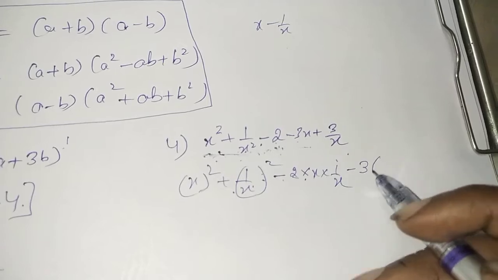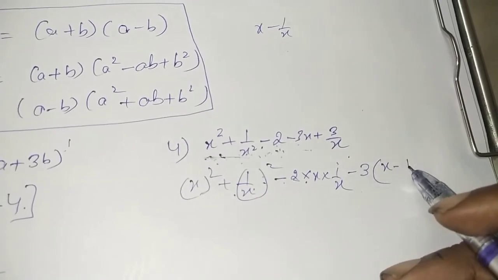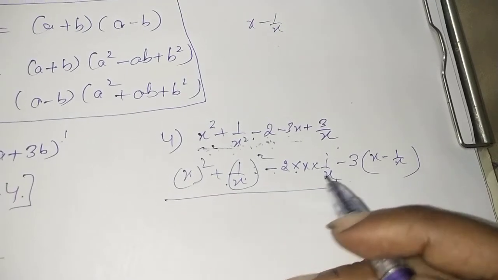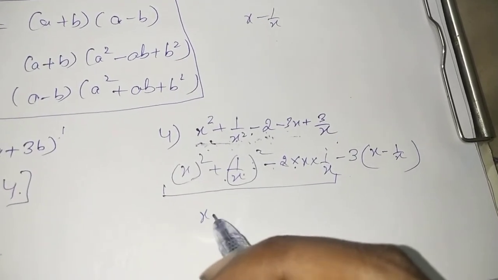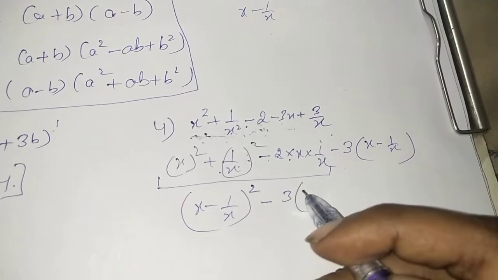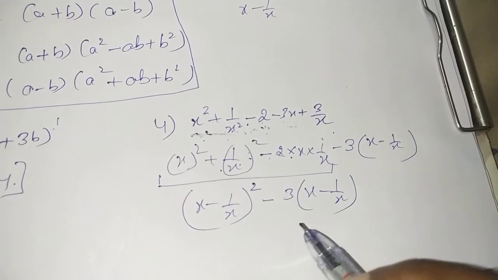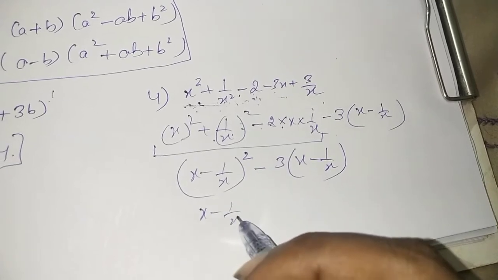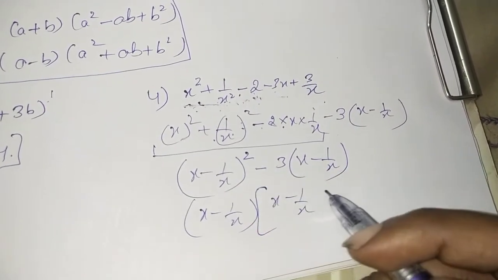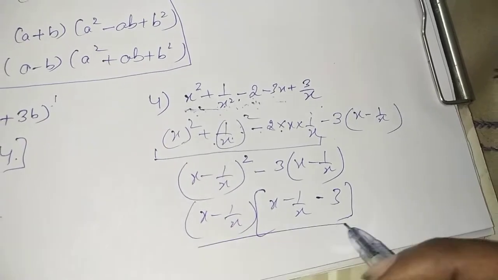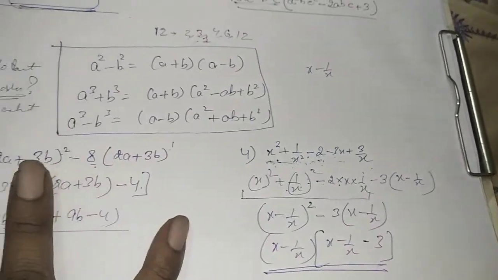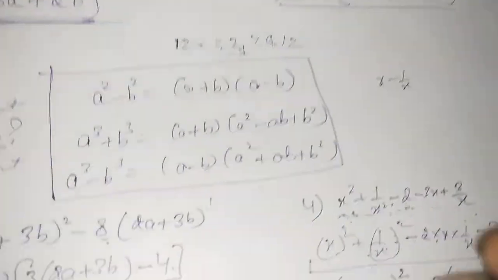And let's take out minus 3 common from here, so it will be x minus 1 upon x. Now these 3 terms are constituting the whole square, so we can write it as x minus 1 upon x whole square minus 3 into x minus 1 upon x. Now this is a bracket which is common in both of them, so 1 bracket will be left and minus 3 will be left. So that's it. This will be your final answer. Now before we proceed ahead, we'll be having these few.